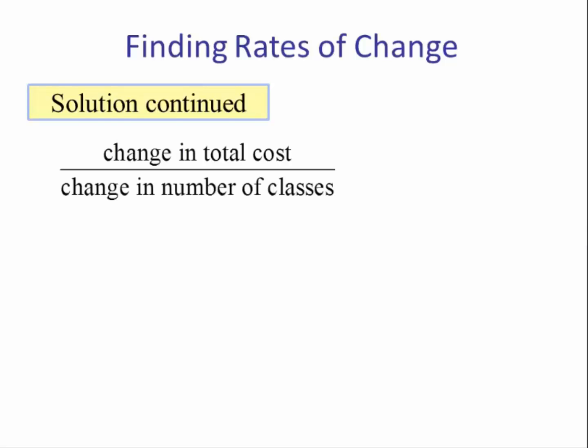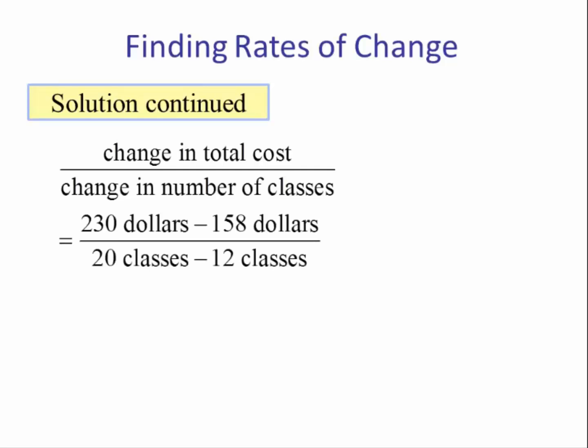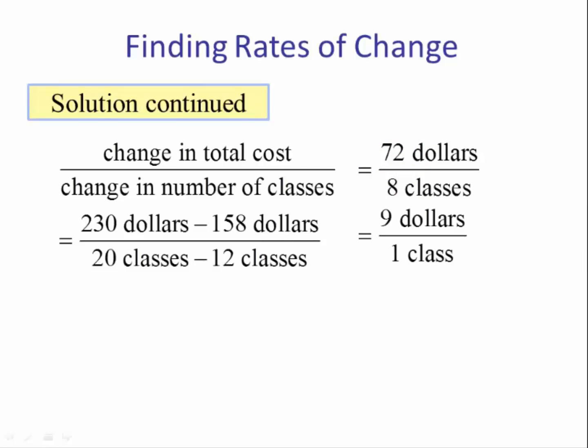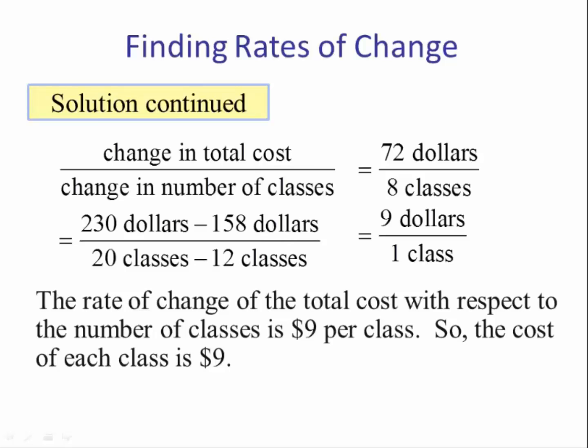So we have the change in total cost. That's our y variable. Our independent is the number of classes. So the cost depends upon the number of classes. So we have $230 minus $158 over 20 classes minus 12 classes. This gives us $72 for 8 classes, and if we divide 72 by 8, we see the rate of change is $9 over one class, or per class. So the total cost is $9 per class. So basically each class costs $9.